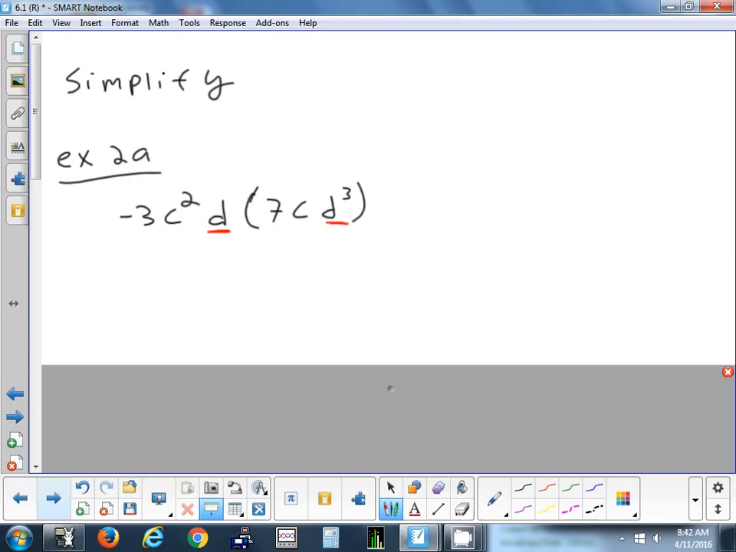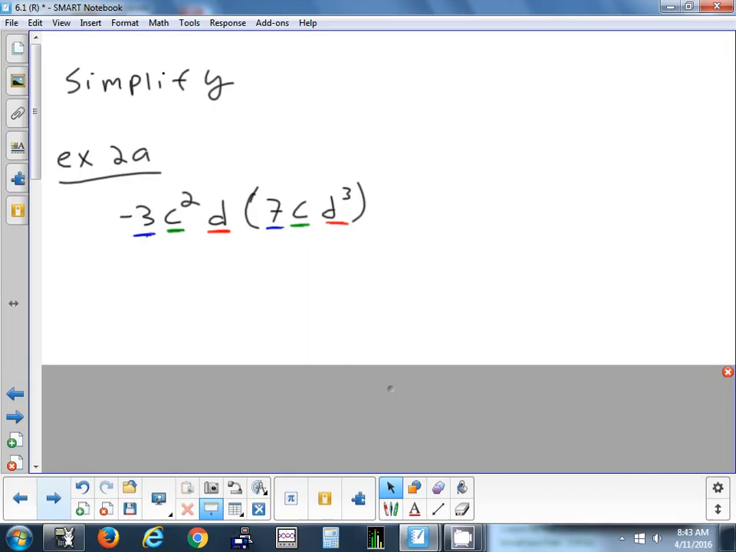Can somebody tell me something else I can combine? Okay, we've got the d's. Yep, I can combine the c with the c. Again, don't worry about the answer, we'll do it in a second. One more thing I can combine. You have to add one exponent on. What's the last thing I can combine here? Yep, the numbers. We've got -3 and we've got 7. Let's start with that.